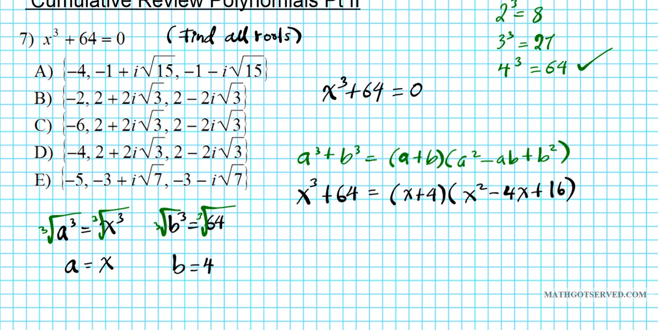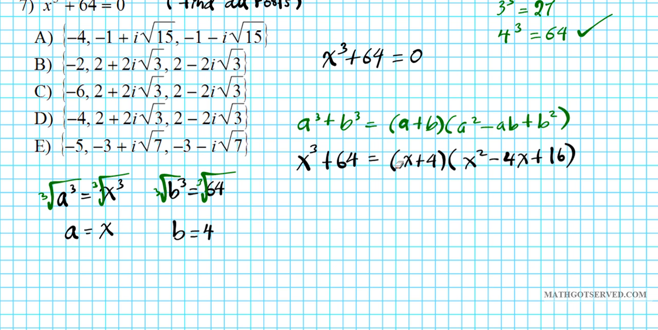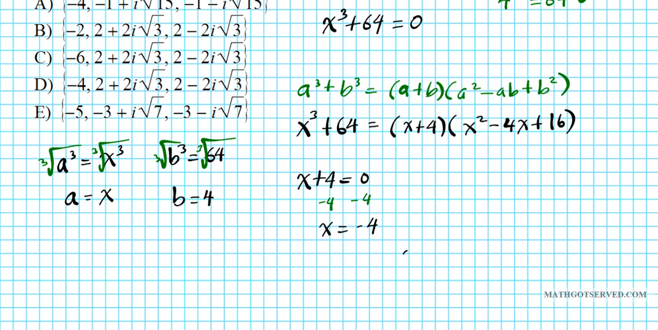Now let's proceed. We can find the first root by setting this factor equal to 0. Okay, and then we have to factor this component right here. All right, so if we take out the first root, x plus 4, set it equal to 0, subtract 4 from both sides, we have x equals negative 4 as our first root. Now what do we have left? We have this piece left, x squared minus 4x plus 16. This will give us 2 more roots when set equal to 0.